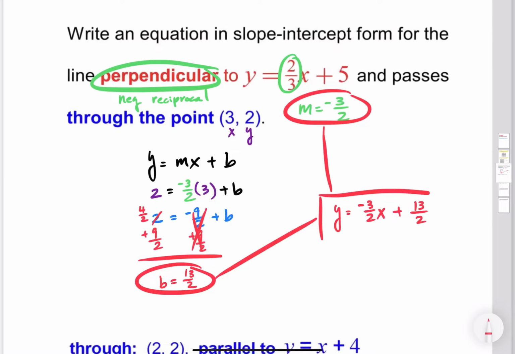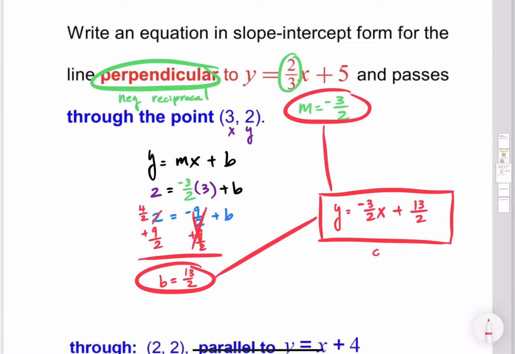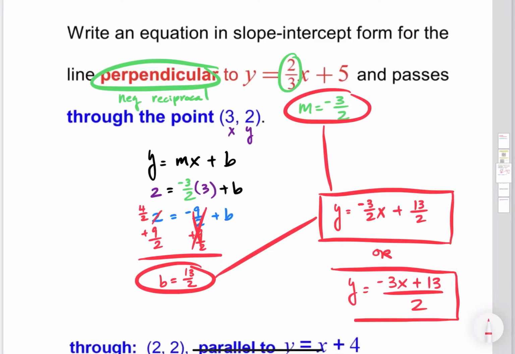Now you can leave it like this, or since the denominators are the same, you can also write your answer so it looks like this: y is equal to -3x plus 13, and all of that is over 2. And that's only because they have the same denominator.